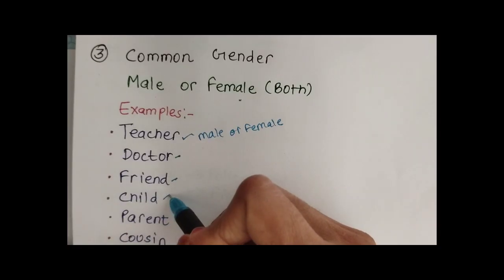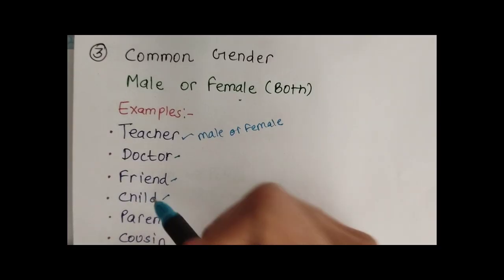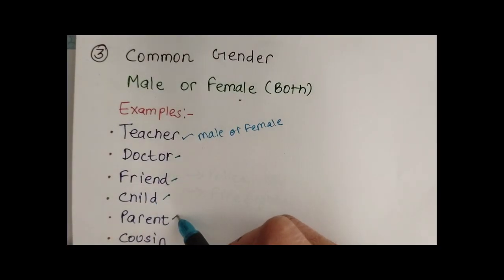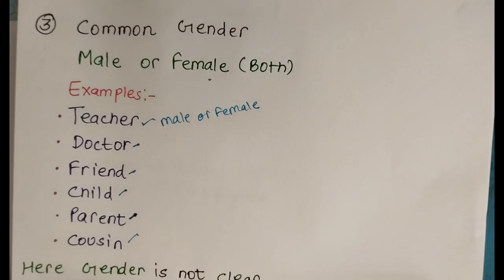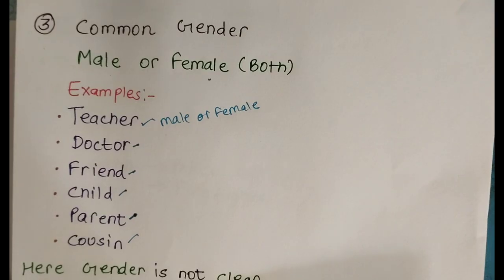Child can also be a common gender. Parent will come under the common gender. Any one of the parents can come. Cousin can also be a male or a female. Here gender is not clear. Okay, gender is not clear here.